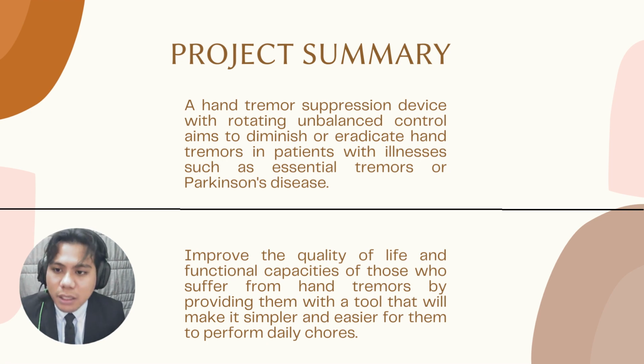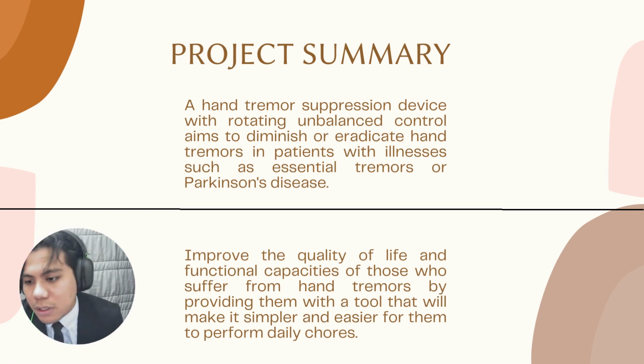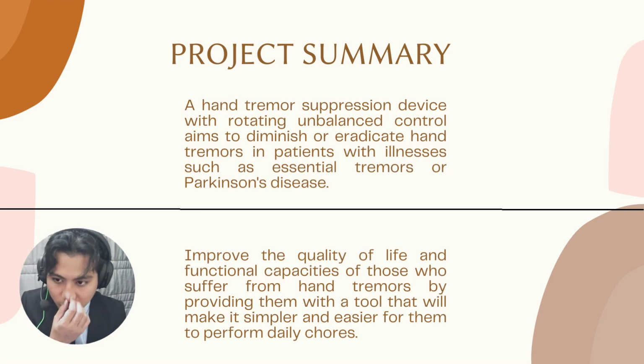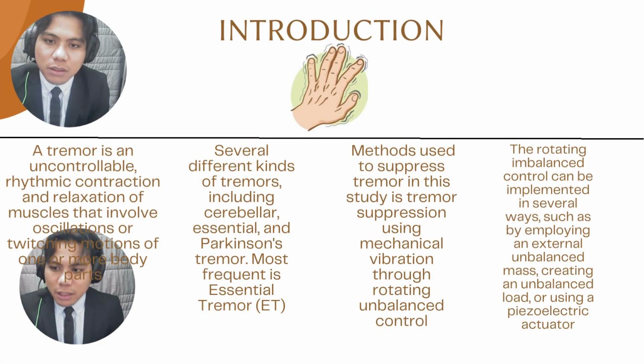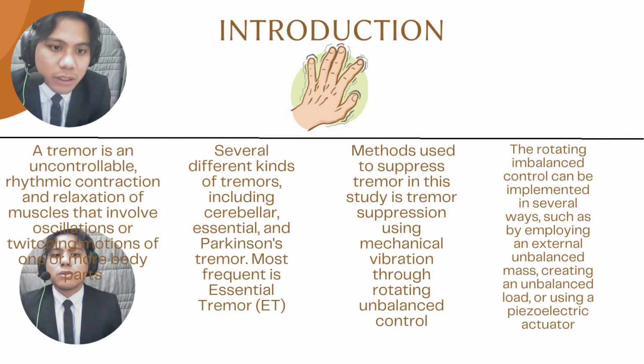In this project, a hand tremor suppression device employing rotating imbalance control will be created with the aid of past research. A 3D model prototype will be created with a comprehensive design that does not eliminate fundamental design concepts. The result of the research will be documented and represented visually. Next slide is the introduction.